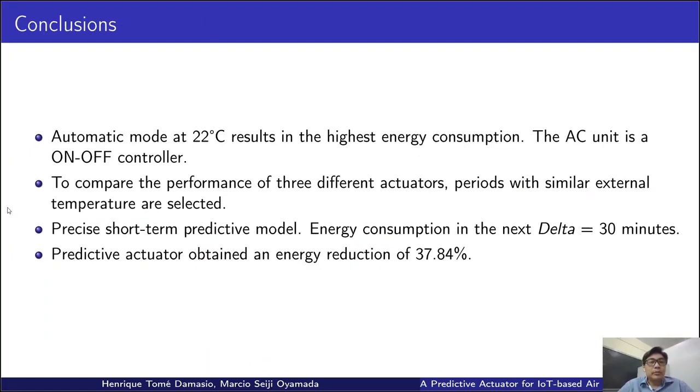Concluding this work, we compared the three different actuators, and we also developed a short-term predictive model in order to evaluate the energy consumption of the air conditioner unit in the next 30 minutes. The predictive actuator obtained an energy reduction of 37% compared to the standard automatic mode of the air conditioner unit.